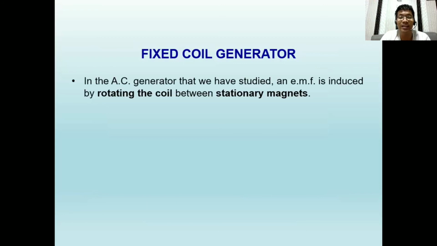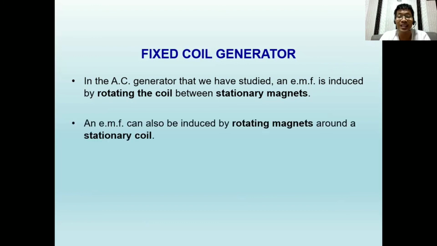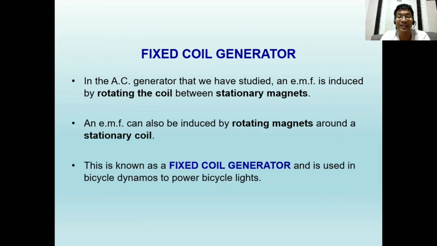Another method that we can use for generator is what we call fixed coil generator. Kung naalala ninyo, doon sa example na binigay, yung coil yung iniikot natin. Pero dito, we will make it fixed or stationary. So sir, paano po gagana yung generator na to kung hindi gumagalaw yung coil? So instead, what we will have is a rotating magnet. So we will have the opposite one. And again, this is what we call fixed coil generator. This is used to power the bicycle lights.